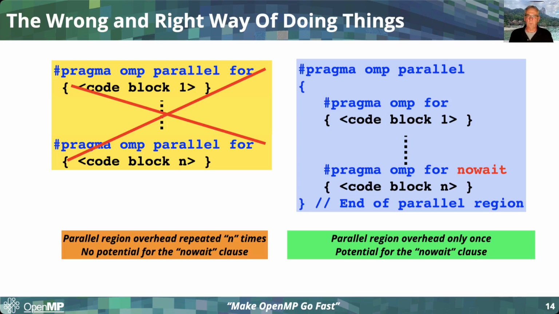And now I have one parallel region, so I reduce the overhead significantly. And I can use this nowait clause. The nowait clause will leave out the implied barrier, so I can do barrier level optimization, which is always a good thing. It will help your scalability, it will help your performance.